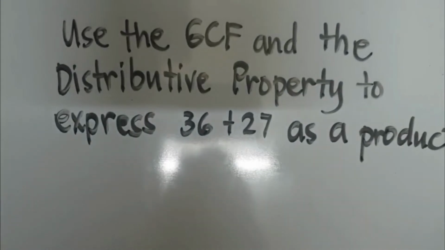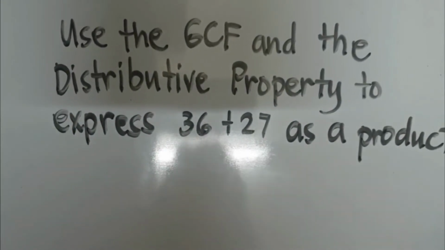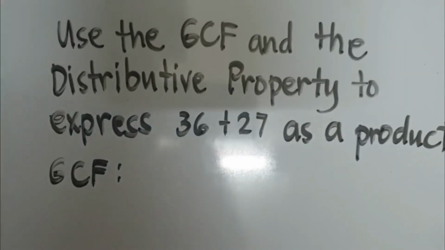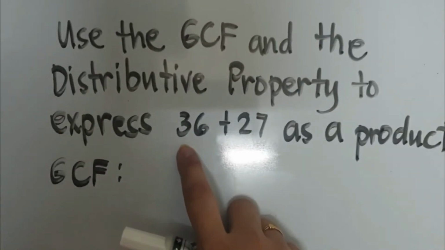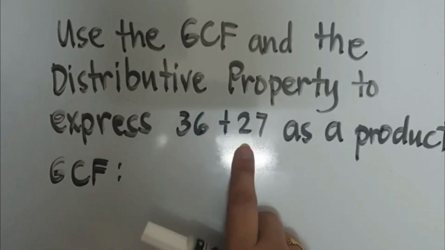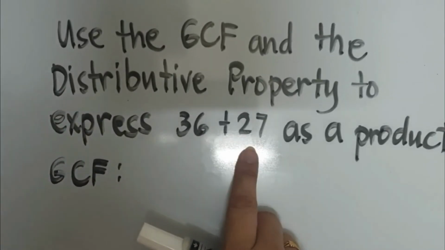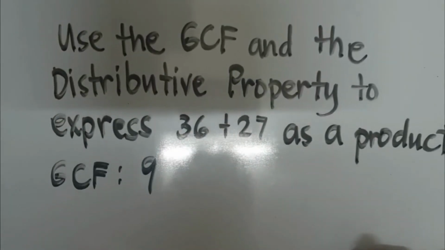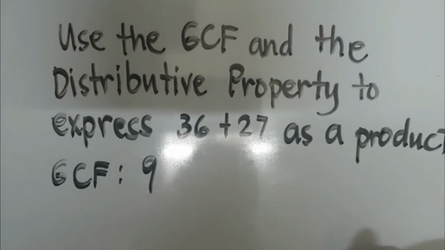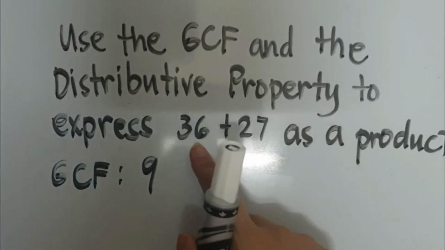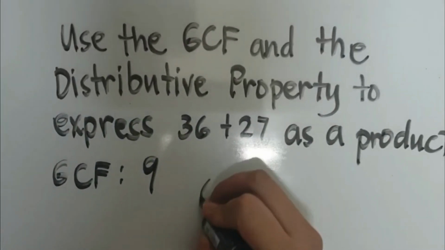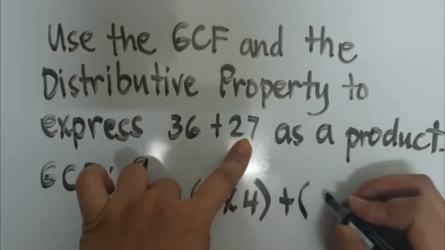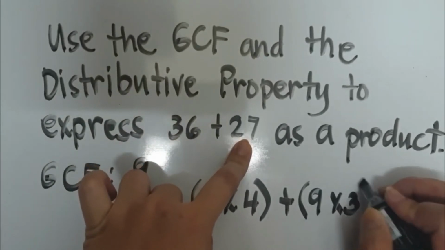Now we will use the GCF and the distributive property to express 36 plus 27 as a product. So we will get first the GCF, or greatest common factor, of 36 and 27. And the GCF of these two numbers is 9. Now we will write each number as the product of the GCF and another factor. So for 36, that is 9 times 4, plus 27 will be 9 times 3.